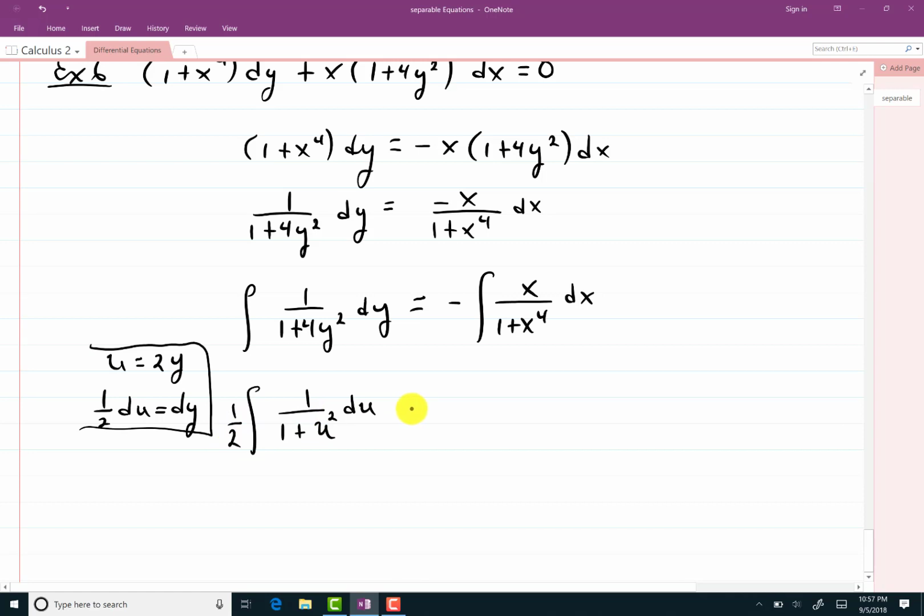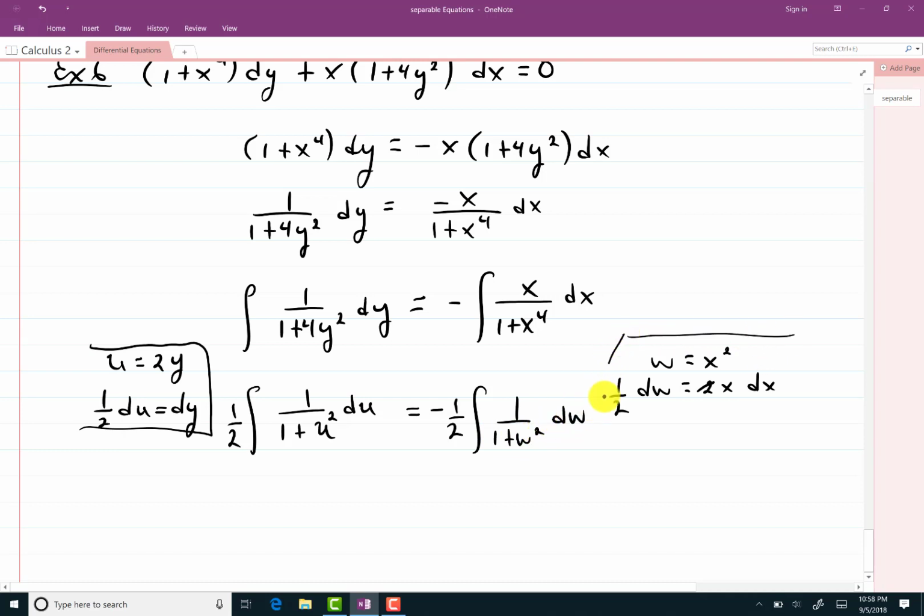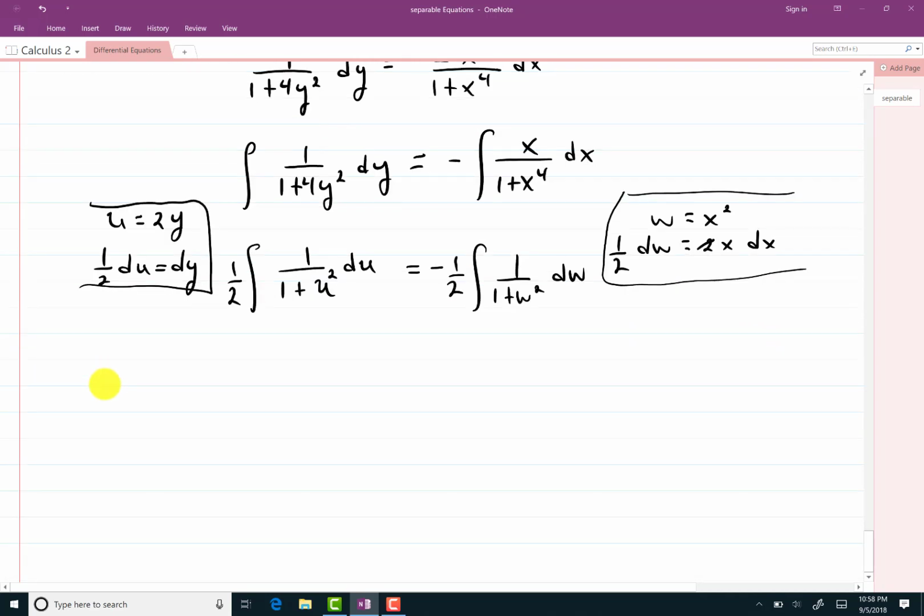On the right side, I don't want to use u. I don't want to use the same variable for both sides. So I'm going to let w equal x squared. And then dw equals 2x dx. Better yet, 1/2 dw equals x dx. So the right becomes negative 1/2 the integral. So x dx, there's my dw part. And then on the bottom, I get 1 plus w squared dw. The reason for doing that is the hope is that you'll recognize that these are both arctangent problems.